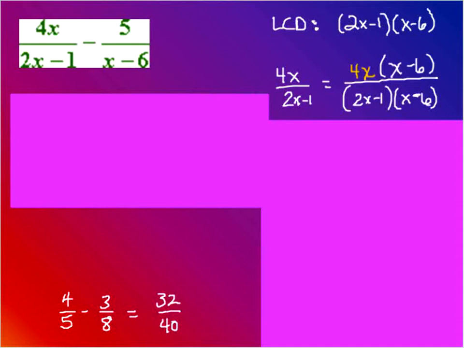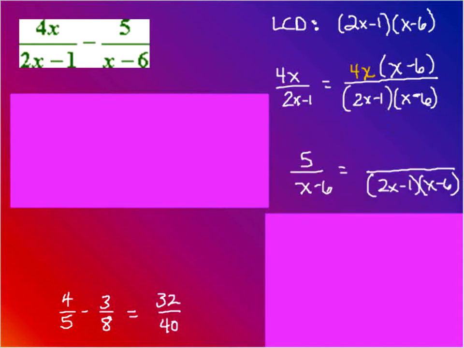And I do the same thing with my other fraction. 5 over x minus 6, I'm rewriting with the new denominator. So I look, what am I missing from the x minus 6 denominator to the new one? Or what do I need to multiply by? Well, I have to multiply by 2x minus 1, keeping it in parentheses. And so I'll have the old numerator of 5 times the 2x minus 1. Now I'm going to rewrite my new fractions, and I will have this.